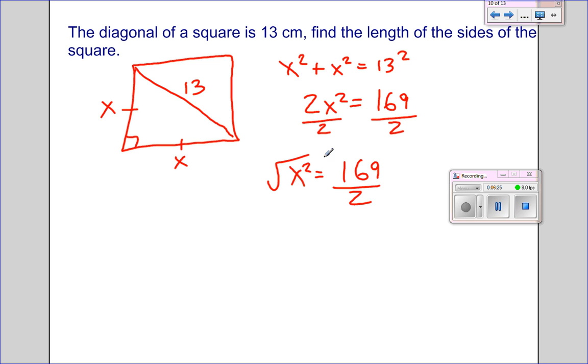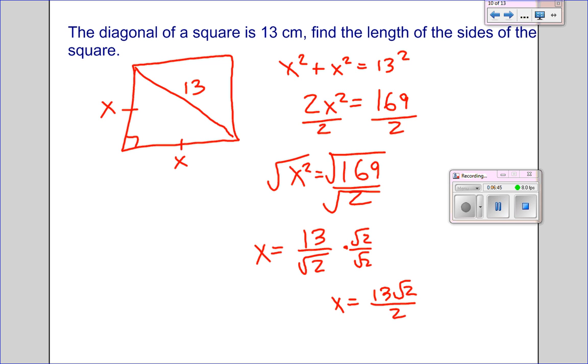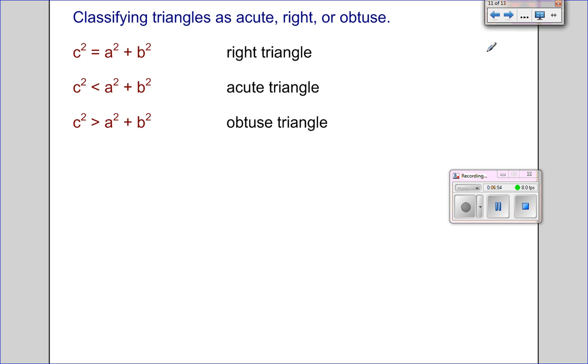Now to get rid of the square, you take the square root. And when there's a fraction, you take the square root of the top and the bottom. So the square root of 169 is 13. We don't know the square root of 2. And if you remember correctly, we can't keep a square root in the bottom, so we multiply top and bottom by the square root of 2. So x equals 13 square root of 2 over 2 centimeters. Now that question is a little more complex, so you might want to review it and try to follow along with those steps.